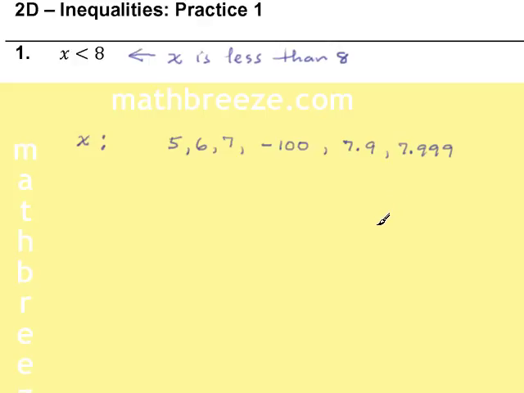And now what we'd like to do is graph all numbers that are less than 8. So we're going to graph these on a number line. Let's draw a straight line, and we'll place 8 on the number line, and then we'll put in some other values as well, like let's say 5, 6, 7, and over here maybe 5.5. Basically anything to the left of 8 will be less than 8. So let's shade in that part of the number line that's to the left of 8.